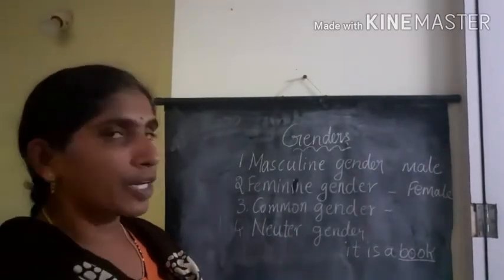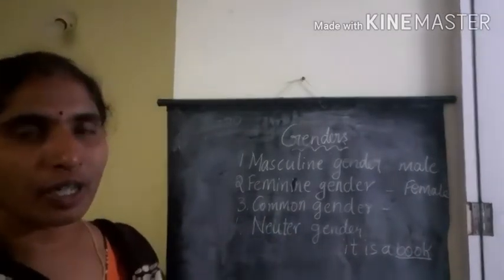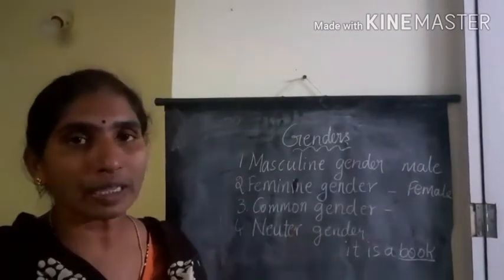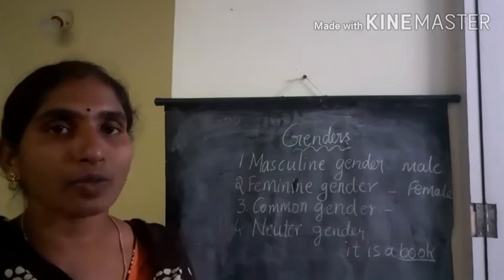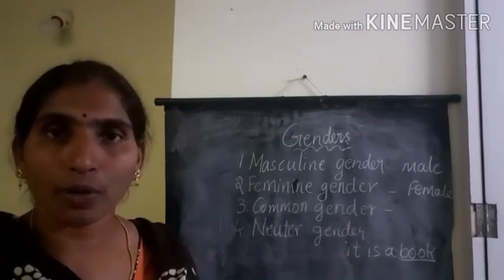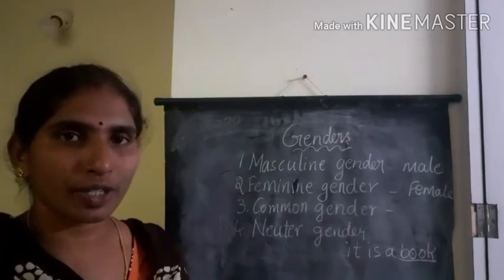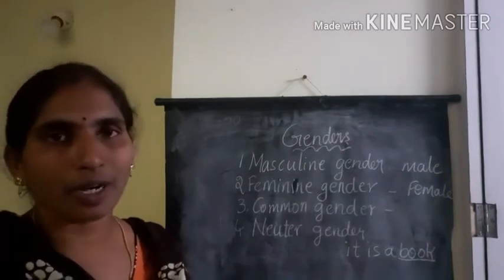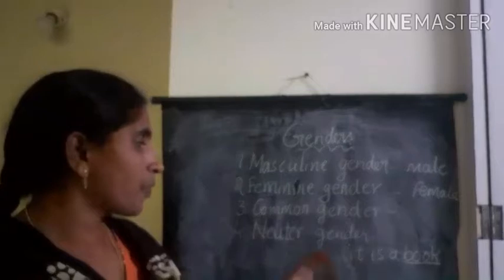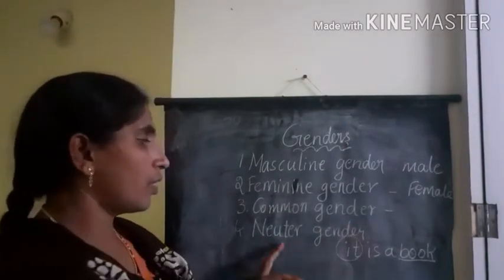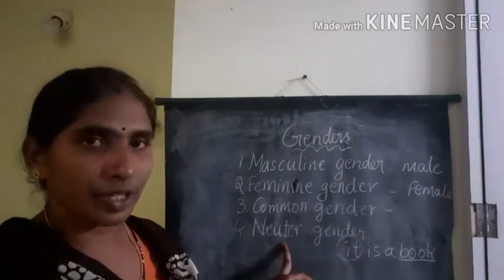And the last one is neuter gender. Neuter gender we use for non-living things which have no life, which cannot move or walk or shake. Yes children, those are non-living things. We use the pronoun it for neuter gender.